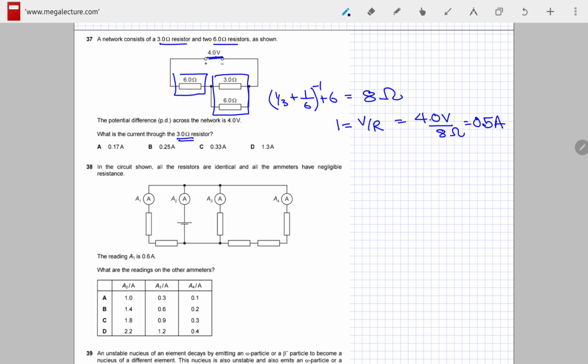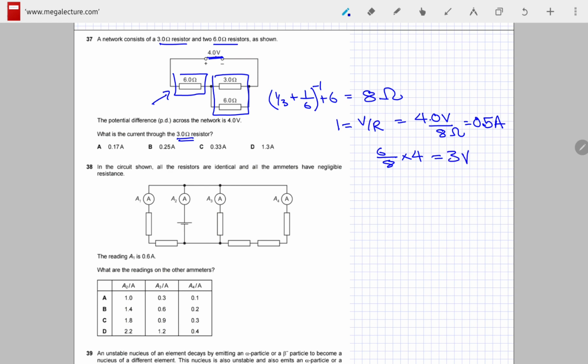Now we need to find the potential difference across the left 6 ohm resistor, and we'll use the potential divider. So we have 6 over 8 times 4, since the total resistance is 8 and the voltage is 4. This is the potential divider equation, and this gives me 3 volts.